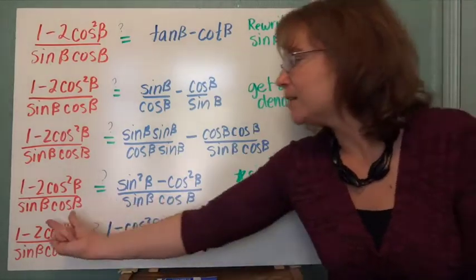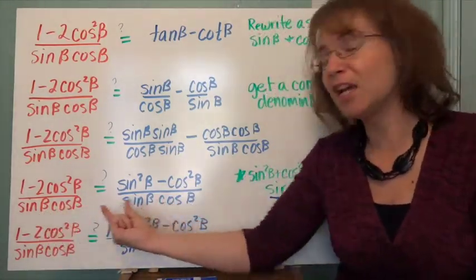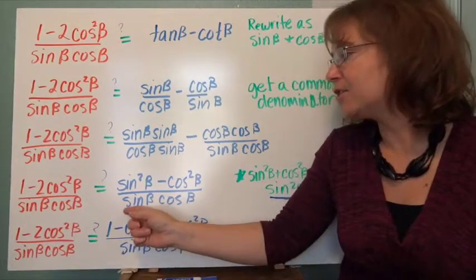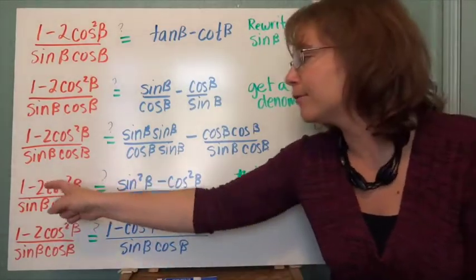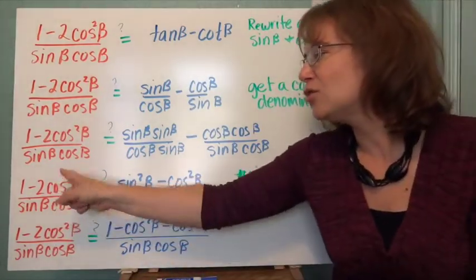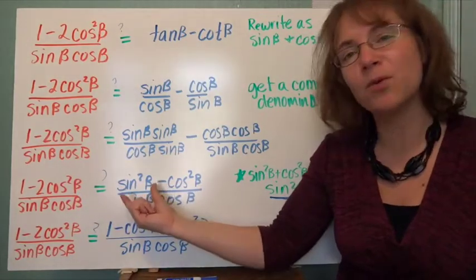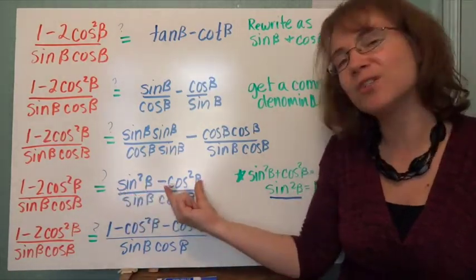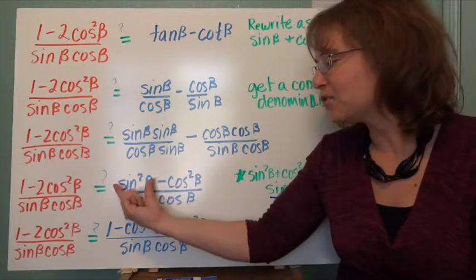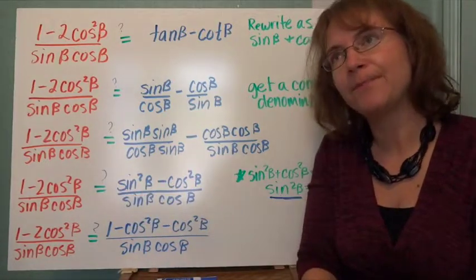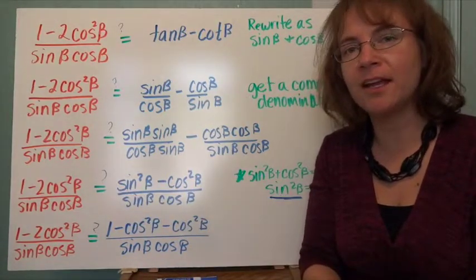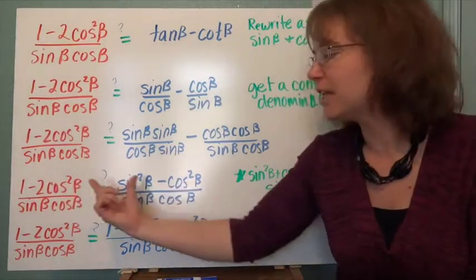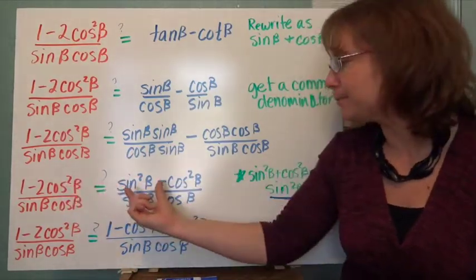Now that works out really well. I can see that I'm getting closer. So my denominator is the same. My numerator, however, is not. This one's got 2 cosine squared beta, and this has both sine squared and cosine squared beta. So if I can rewrite sine squared beta in terms of cosine squared beta, I think I might get over there. So that's my thinking process there.